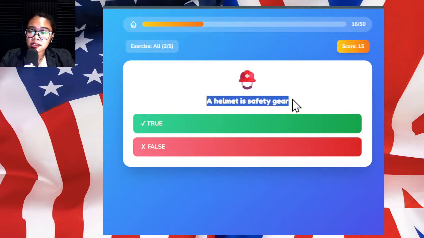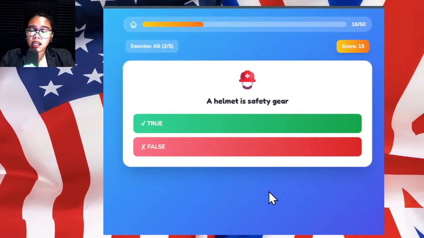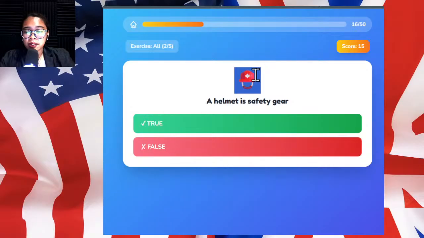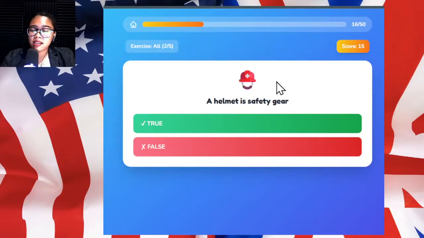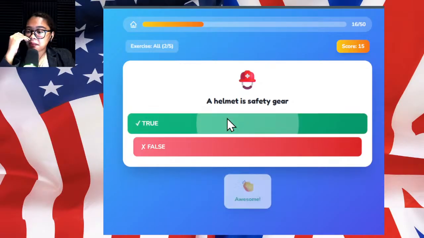Next, a helmet is a safety gear. Again, a helmet is for motorcycle or bicycle riders because they are open. So it is a safety gear. This is a correct statement.